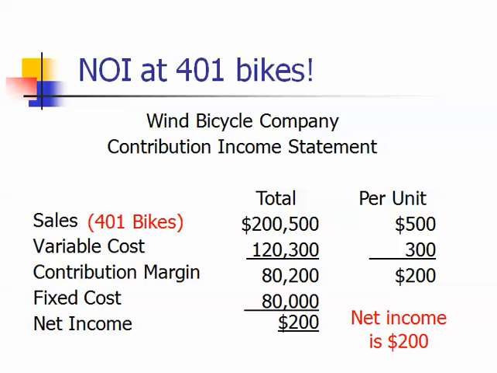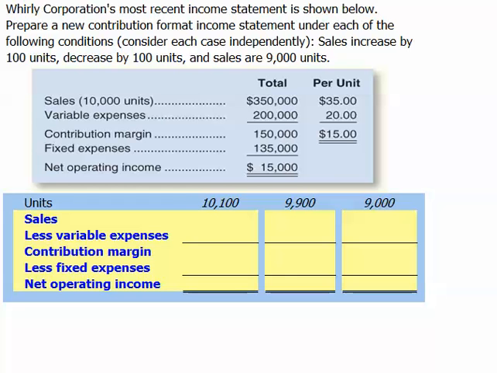Let's take a look at some contribution margin income statements at various levels of sales. The Worley Corporation's most recent income statement is shown below. Let's prepare a new contribution margin format income statement under each of the following conditions. Sales increased by 100 units, sales decreased by 100 units, and sales are 9,000 units. Currently we're told sales are 10,000 units, so let's look at the case where sales increased to 10,100 units.